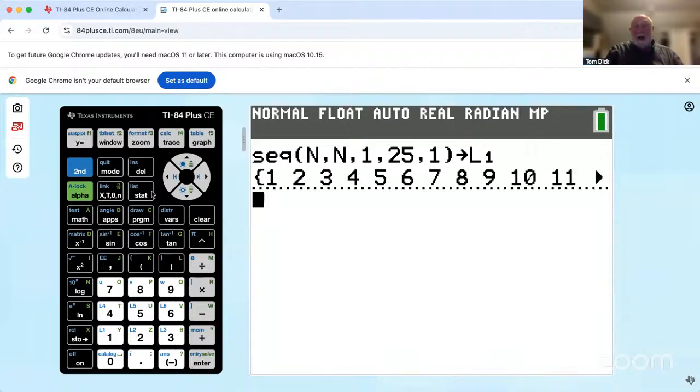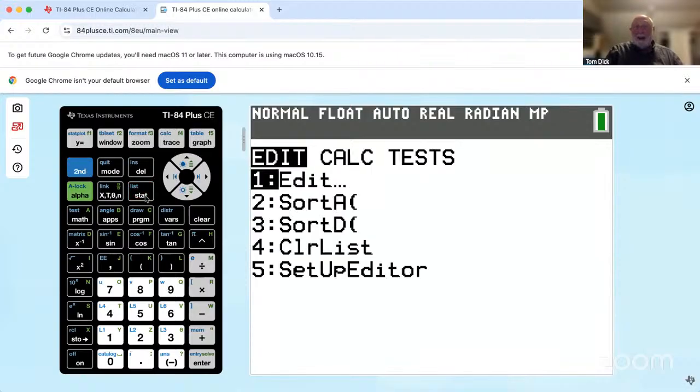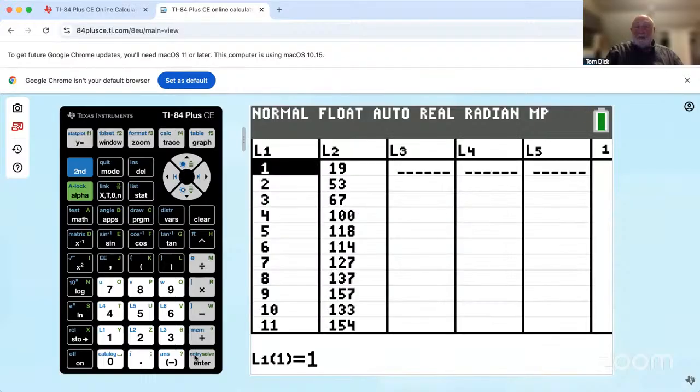Great. And not only is it shown here, we can see those numbers 1 through, well, I'd have to scroll to see the whole list. But if I go back to my stat editor, L1 has the numbers 1 through 25 in it. And so now I'm ready to go ahead and plot this.